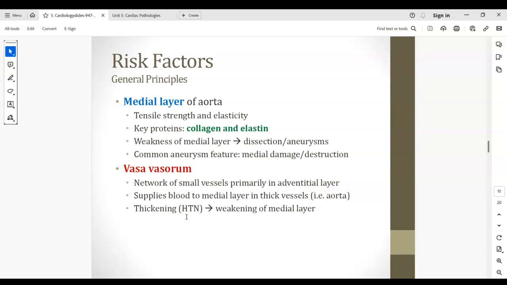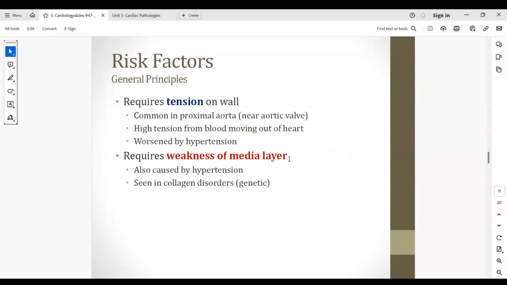So with hypertension, people who have chronic hypertension will have thickening of the vasa vasorum, and this will lead to weakness of the medial layer, and this could lead later on to the aortic dissection or aneurysm, as we will see. Okay, so we need high tension in order to break the weakened wall. It is weak already, but we need a high pressure or high tension to break or dissect this wall.